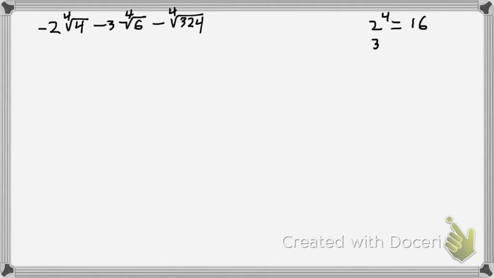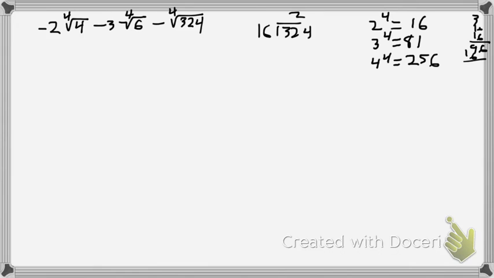2 to the 4th would be 16, 3 to the 4th would be 81, and 4 to the 4th would be, I'm going to go 16 times 16, that gives me 256. So what we're looking for is whether or not any of those numbers have 16, 81, or 256 as a factor. Now clearly 4 doesn't, 6 doesn't, but 324 might. 324 isn't going to have 256 as a factor because if we double 256, we get 512.